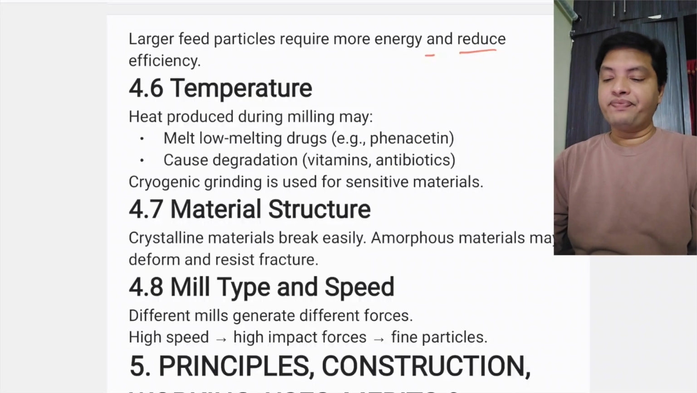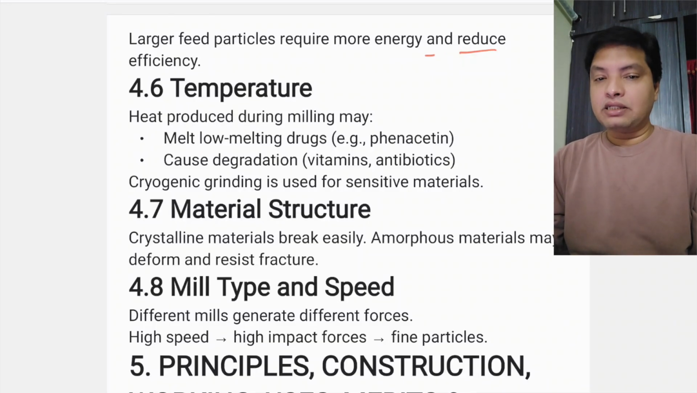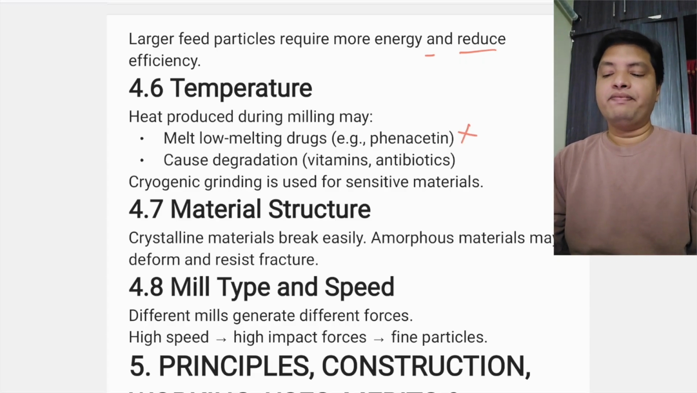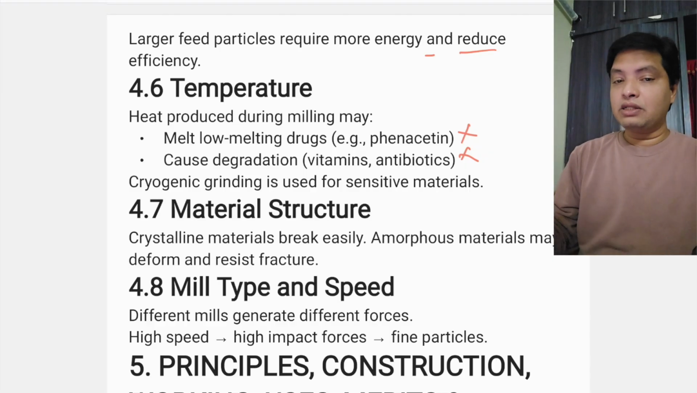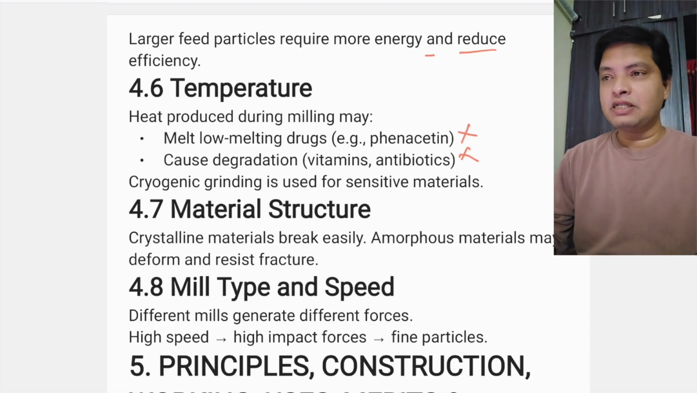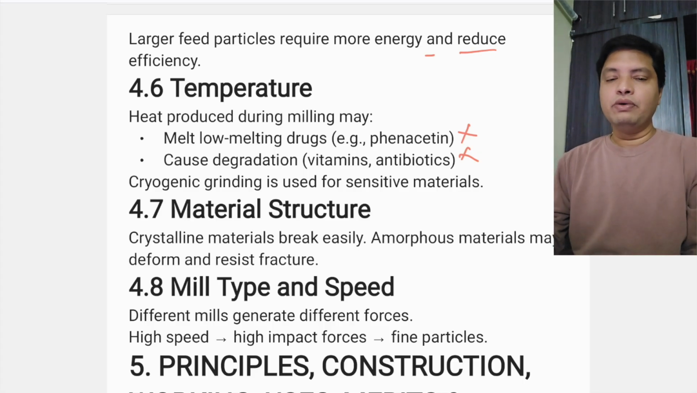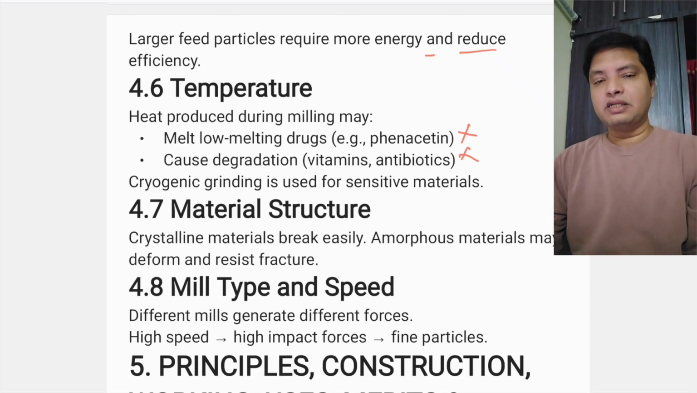Next, temperature. Heat is produced during milling. If your process is producing heat, low melting drugs like phenacetin will melt, and it can cause degradation of vitamins and antibiotics. In such cases, you need to select a process where there is no production of heat. The best example is the fluid mill. In a fluid mill, no heat is produced. So this can be used for size reduction of thermolabile or low melting drugs.